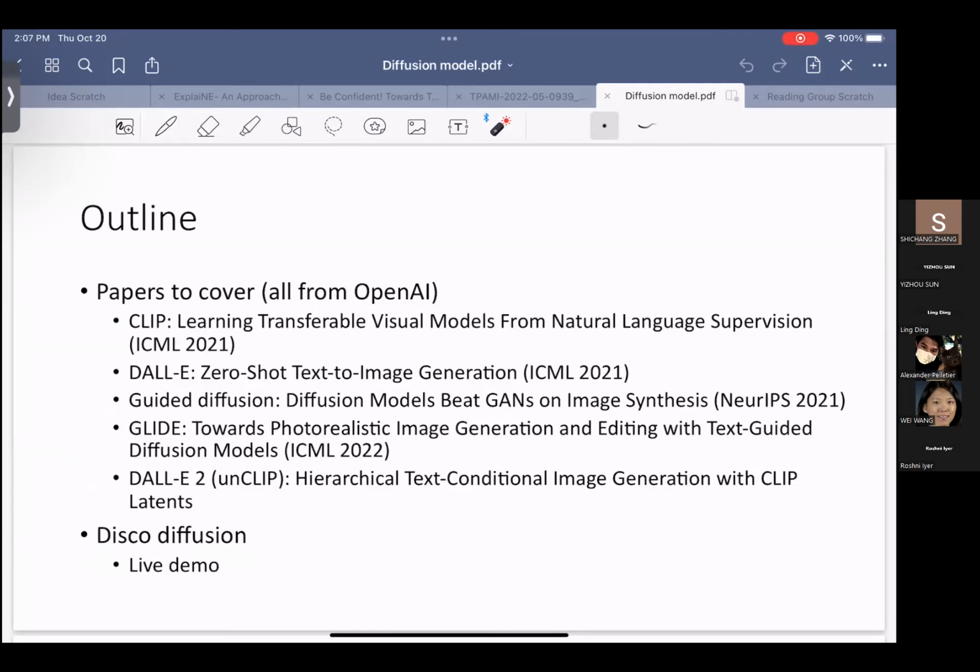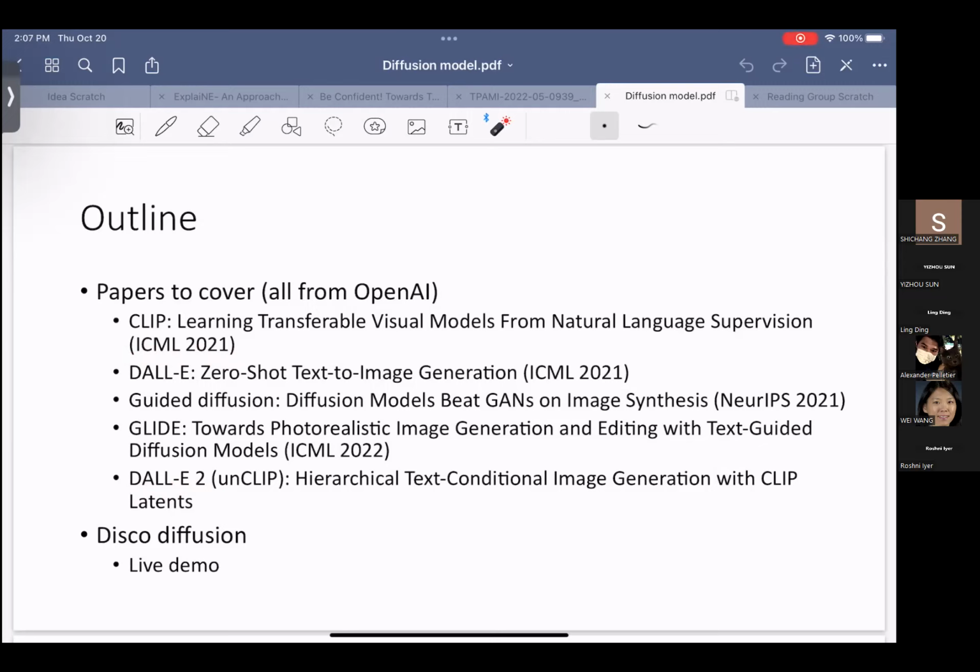The first 2, CLIP and DALL-E, actually do not use any diffusion model. But because this is a series of work from OpenAI, they keep referring back to CLIP and DALL-E all over the place in the last 3 papers. So that's why I'm going to introduce everything in time order, starting from ICML 2021 all the way up to DALL-E 2, which I think was submitted to this year's NeurIPS but didn't get accepted. Anyway, I will follow this order, and you will see there are connections between these papers.